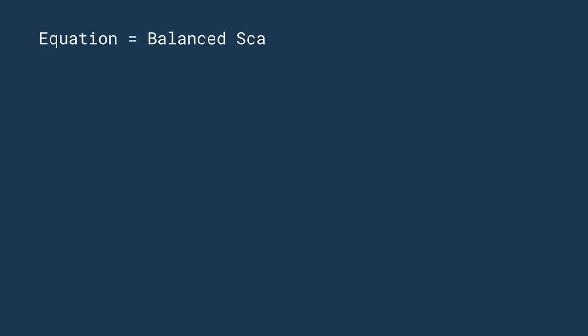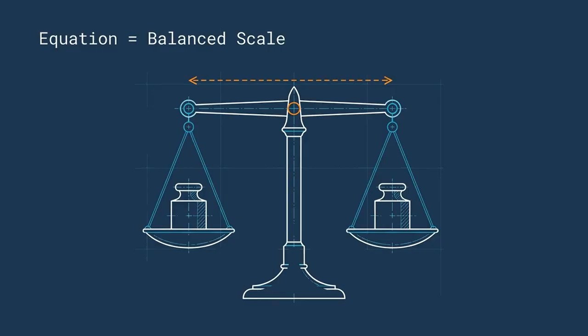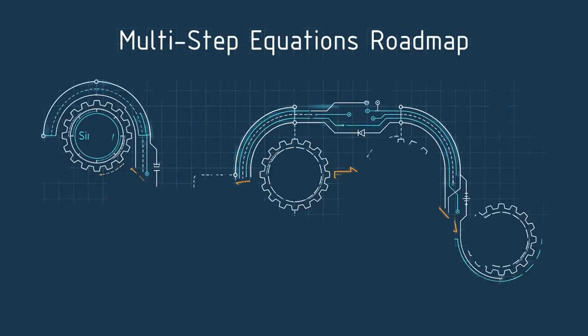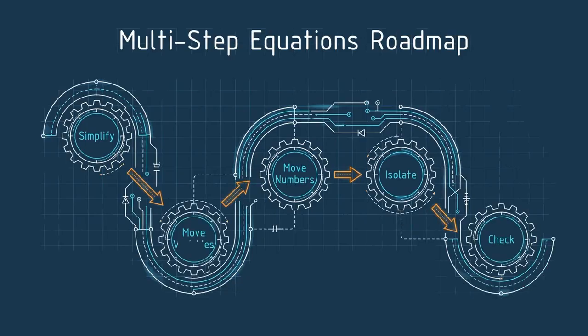An equation is like a balanced scale. Whatever you do to one side, you must do to the other side to keep it balanced. When solving multi-step equations, we follow the same roadmap every time. Simplify, move variable terms, move numbers, isolate the variable, and check the answer.